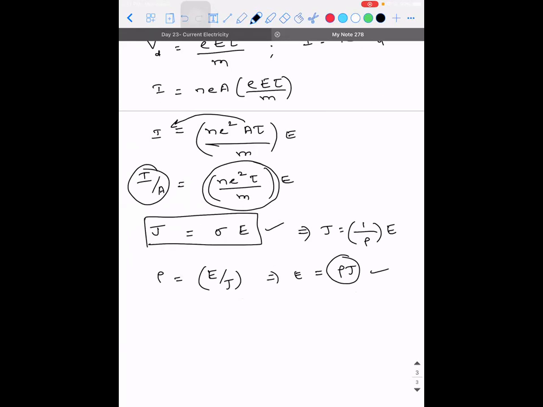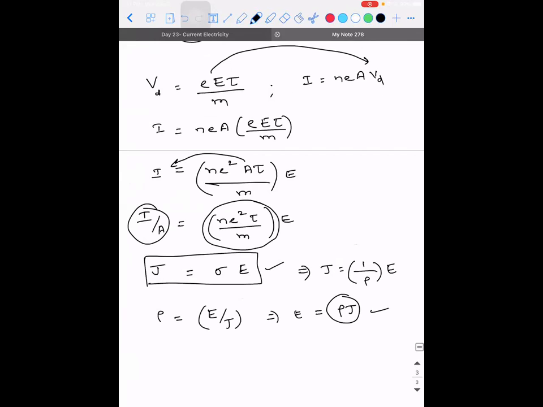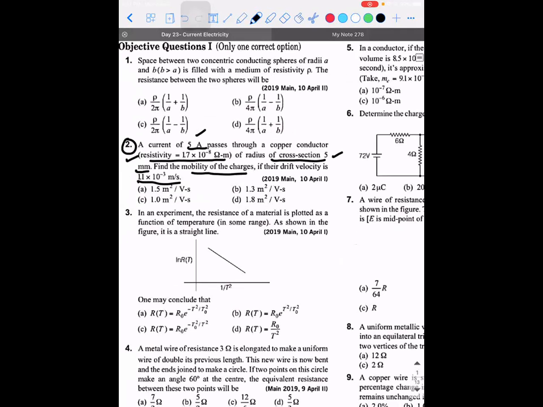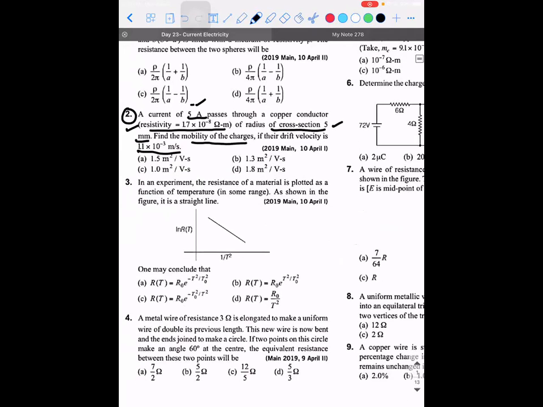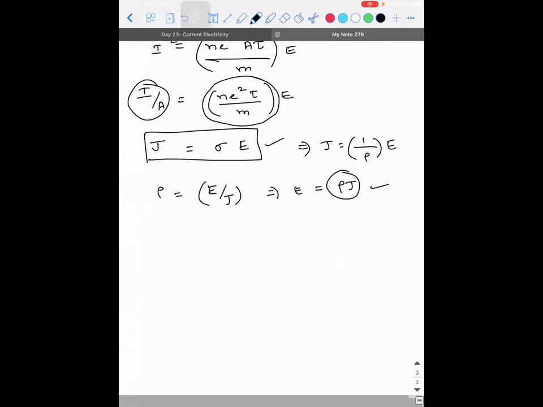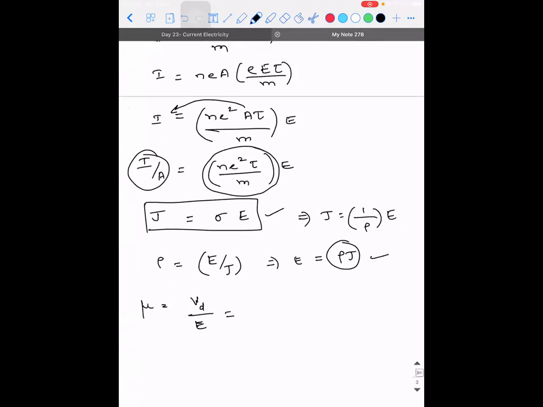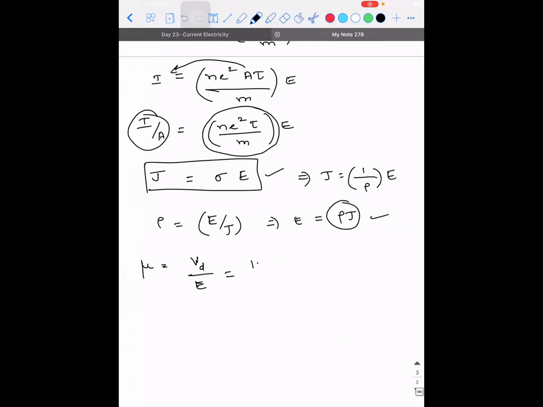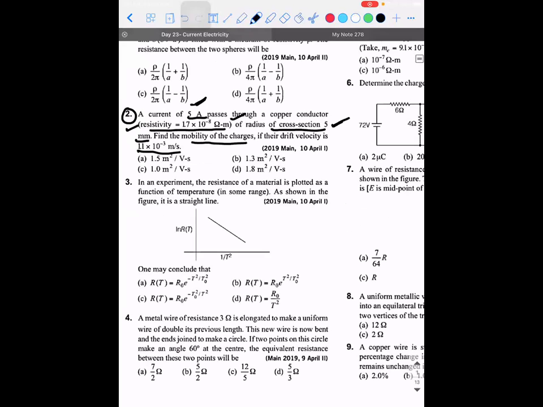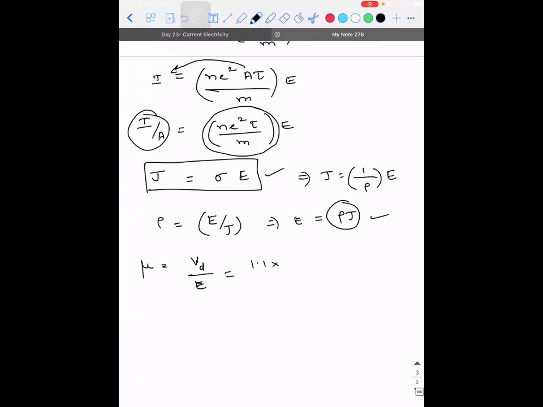Guys, am I clear? Yes, sir. Now see what are all the parameters that are given. Current is given, area of cross section is given, current density is given, resistivity is given, and drift velocity is given. Now your job is easy. Mobility is given by mu. Mu is equal to Vd divided by E. So Vd is how much? 1.1 into 10 power minus 3, divided by E.